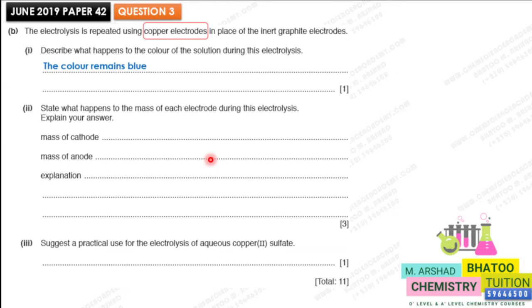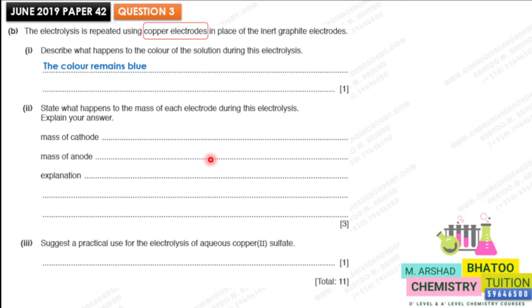So that's the main difference between electrolysis of aqueous copper 2 sulfate using inert electrodes and using copper electrodes. When you use inert electrodes such as graphite or platinum, what happens? The blue solution of the electrolyte changes to become colorless. Whereas when you're performing electrolysis of aqueous copper 2 sulfate using copper electrodes, what happens? The blue solution of the electrolyte remains blue itself.